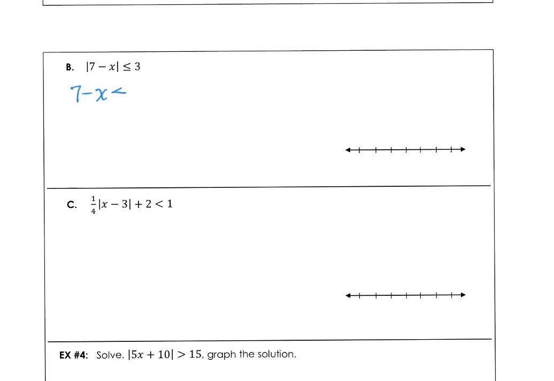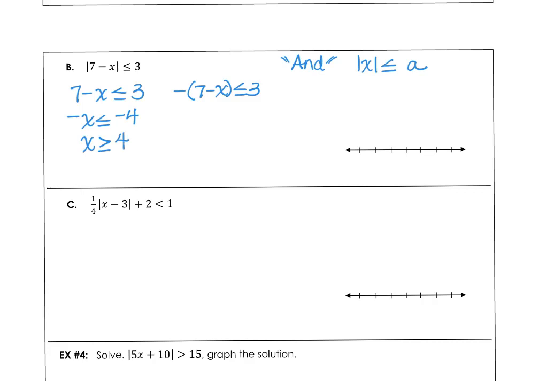7 minus x is less than or equal to 3, or the opposite of 7 minus x is less than or equal to 3. So we said this is an and statement, since its absolute value is less than or equal to a number. So here we have negative x is less than or equal to negative 4. Divide by negative 1, flips our inequality, and x is greater than 4. So we'll call this 4 here. And then this one, if we divide by negative 1, or we can multiply through, that would be okay. Then x is less than or equal to 10.